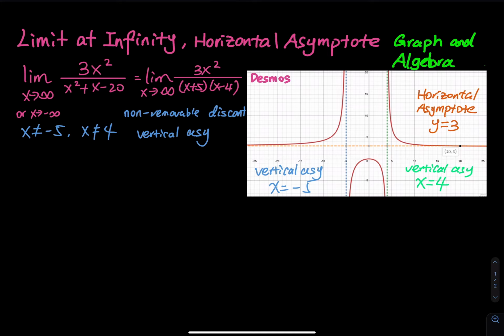Let me write the function one more time. So we have the limit as x approaches infinity of 3x squared divided by x squared plus x minus 20. Oh, speaking of the writing, do not just go ahead and do the math like this. Every time you move on to the next step, just listen to me, please.